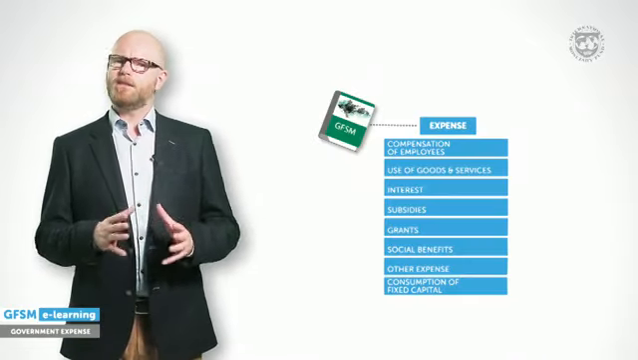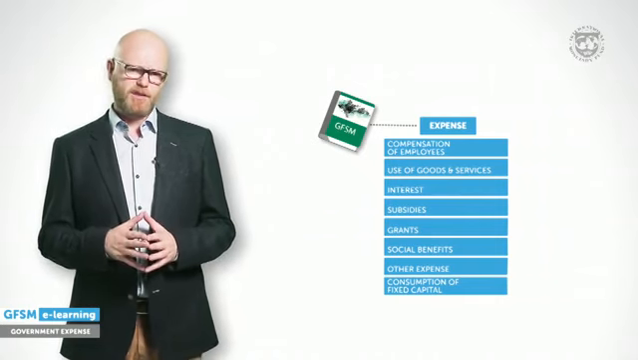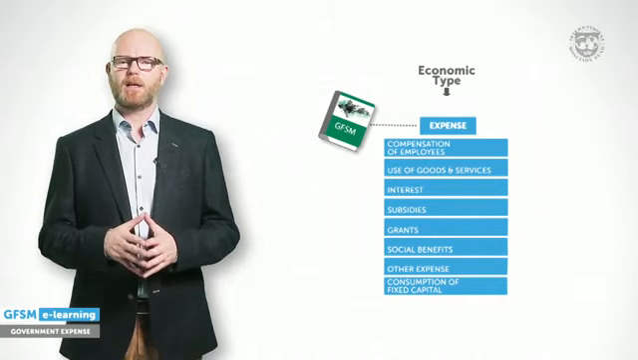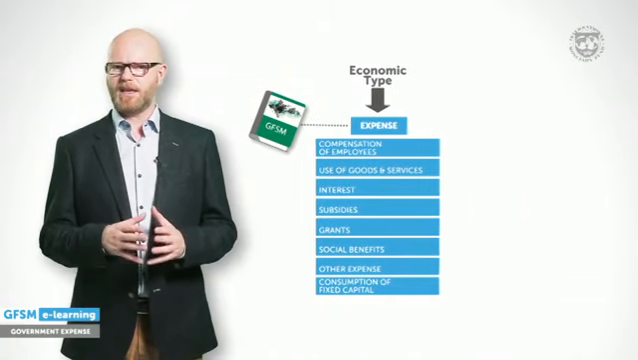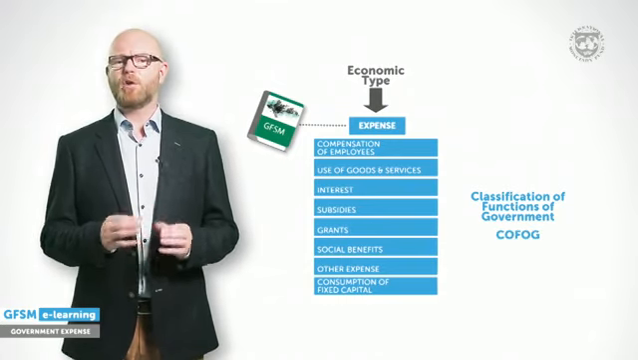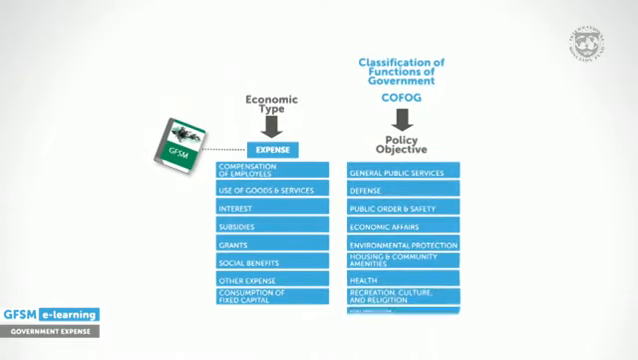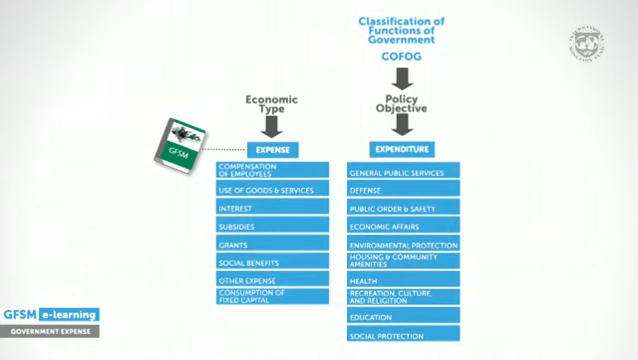Before we close, let's direct our attention to a second very useful presentation of government spending. The classification scheme that we just discussed is based on the economic type of expense. In addition, the classification of functions of government, in brief, COFOG, presents government spending according to the policy objective. The COFOG framework includes 10 main categories, such as defence, economic affairs, health and education. Note that this presentation does not only report expense, it encompasses total expenditure, which is expense plus the net investment in non-financial assets, such as buildings and roads.